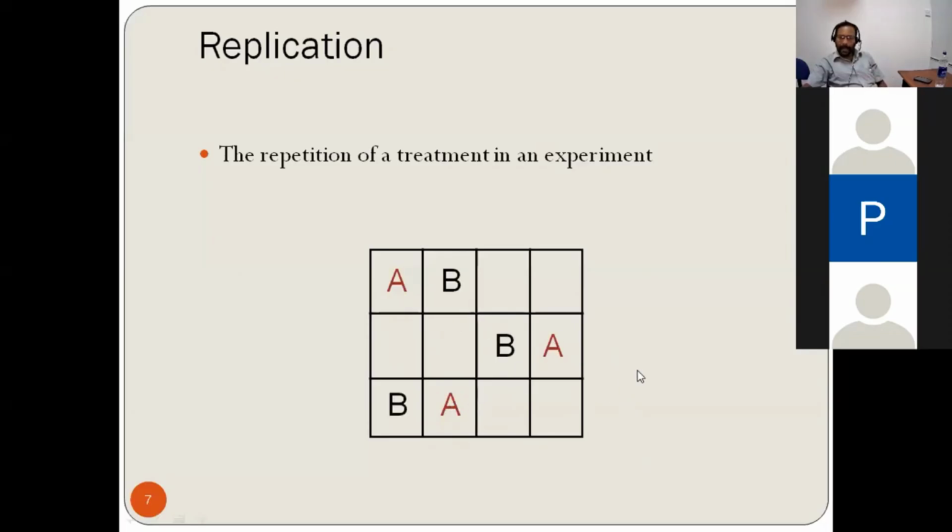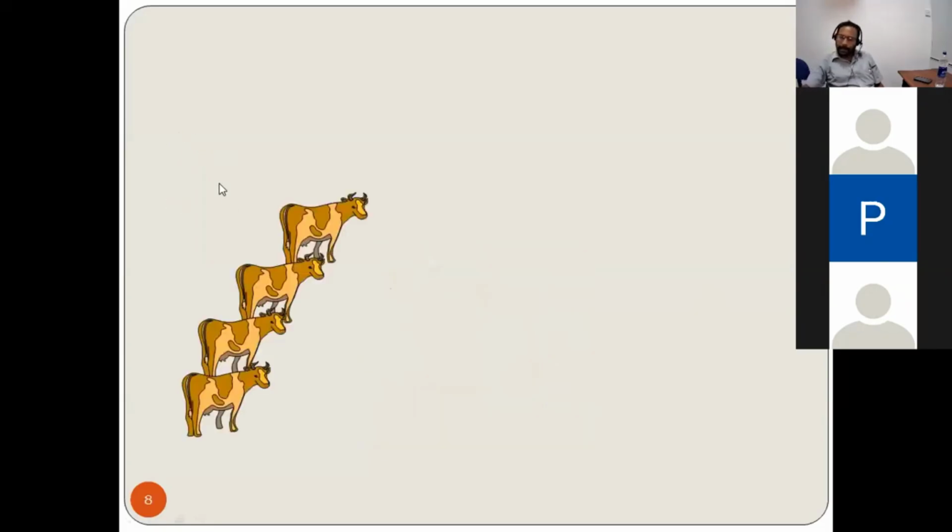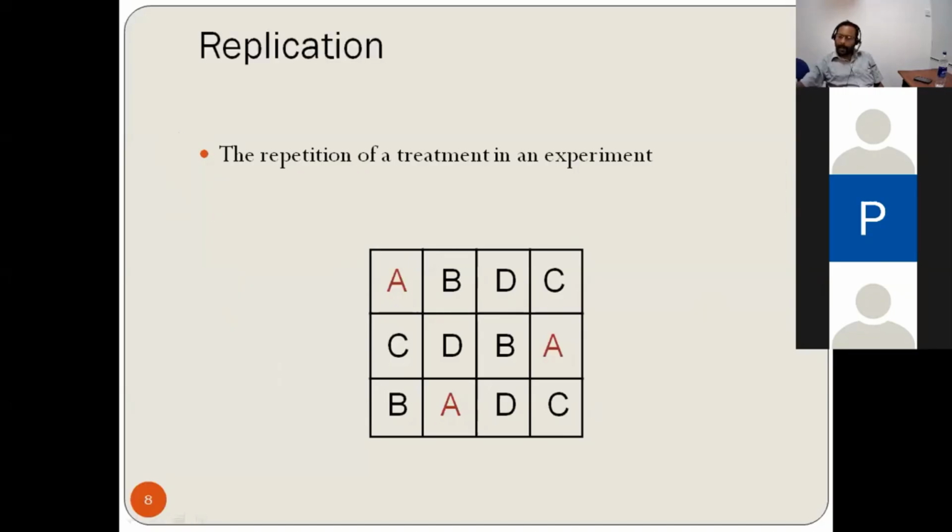Look at here again. Same story. Treatment B is repeated again 3 times. Treatment C repeated 3 times. And treatment D repeated 3 times. So all are repeated. How many treatments are there? 4 treatments, exactly.